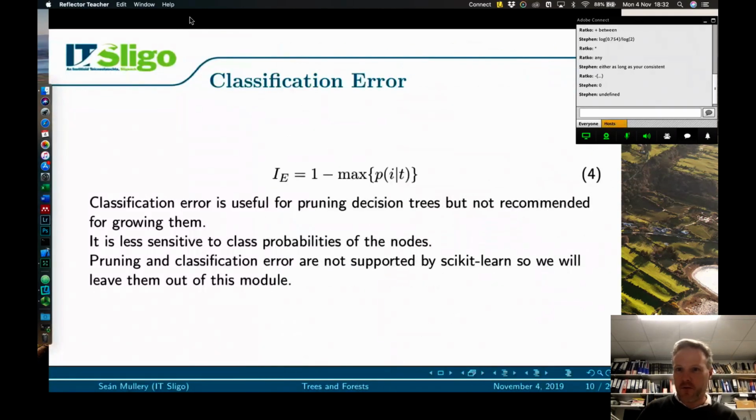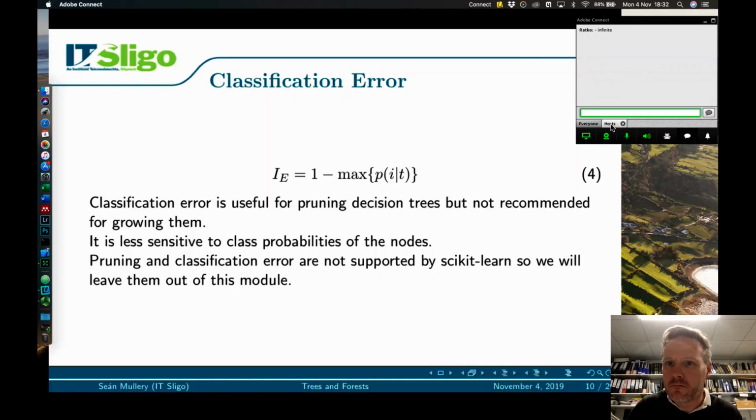Right, we'll move on, unless anyone else has any question. So classification error, I mentioned that there was a third one here, and classification error is basically 1 minus the maximum of them. It's useful if you're pruning the decision trees, but not recommended for growing them, which is mainly what we're going to look at today.